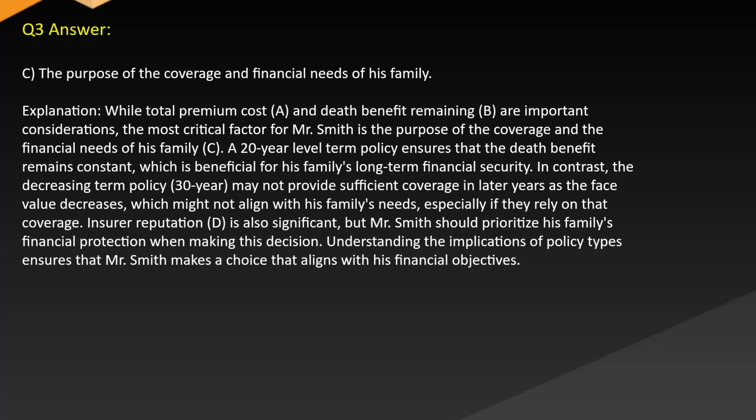Explanation: while total premium cost (A) and death benefit remaining (B) are important considerations, the most critical factor for Mr. Smith is the purpose of the coverage and the financial needs of his family (C). A 20-year level term policy ensures that the death benefit remains constant, which is beneficial for his family's long-term financial security. In contrast, the decreasing term policy, 30-year, may not provide sufficient coverage in later years as the face value decreases, which might not align with his family's needs, especially if they rely on that coverage. Insurer reputation (D) is also significant, but Mr. Smith should prioritize his family's financial protection when making this decision. Understanding the implications of policy types ensures that Mr. Smith makes a choice that aligns with his financial objectives.